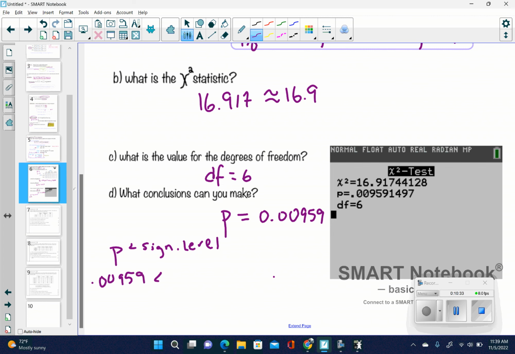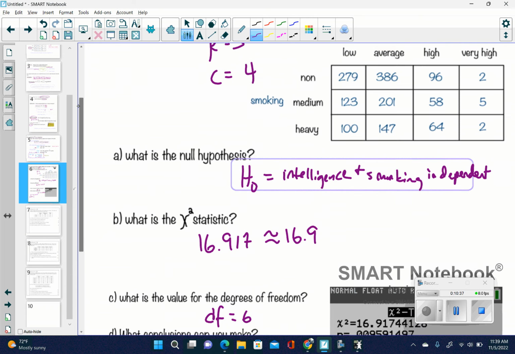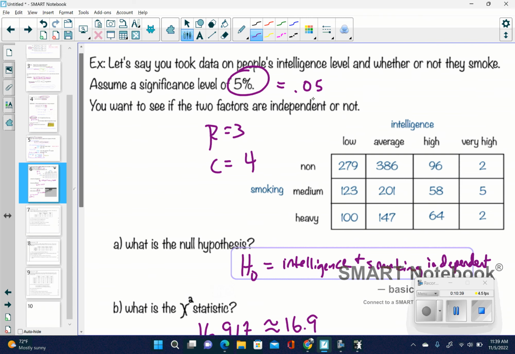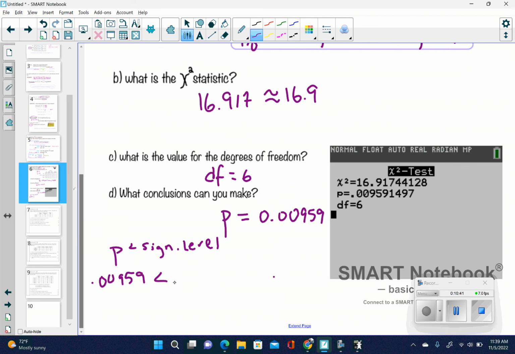0.00959. So we need to ask ourselves, is this less than our significance value? So going back up here, our significance value was 0.05. So we can put 0.05 and the answer is yes, right? So we are rejecting the null, because our p-value is less than our significance level. Okay, so what conclusions can we make right now?